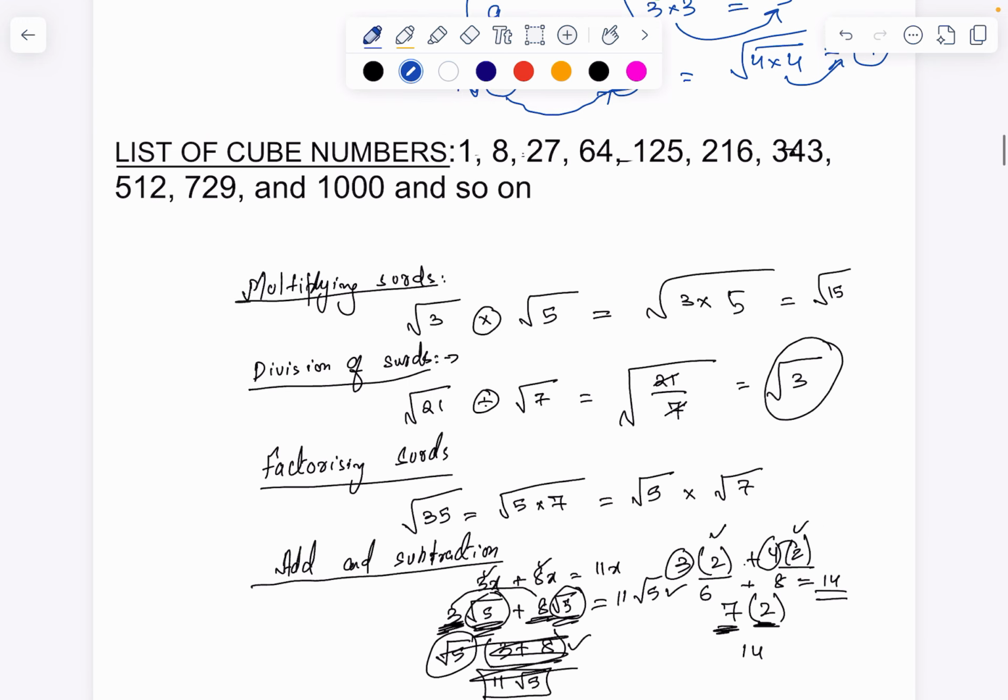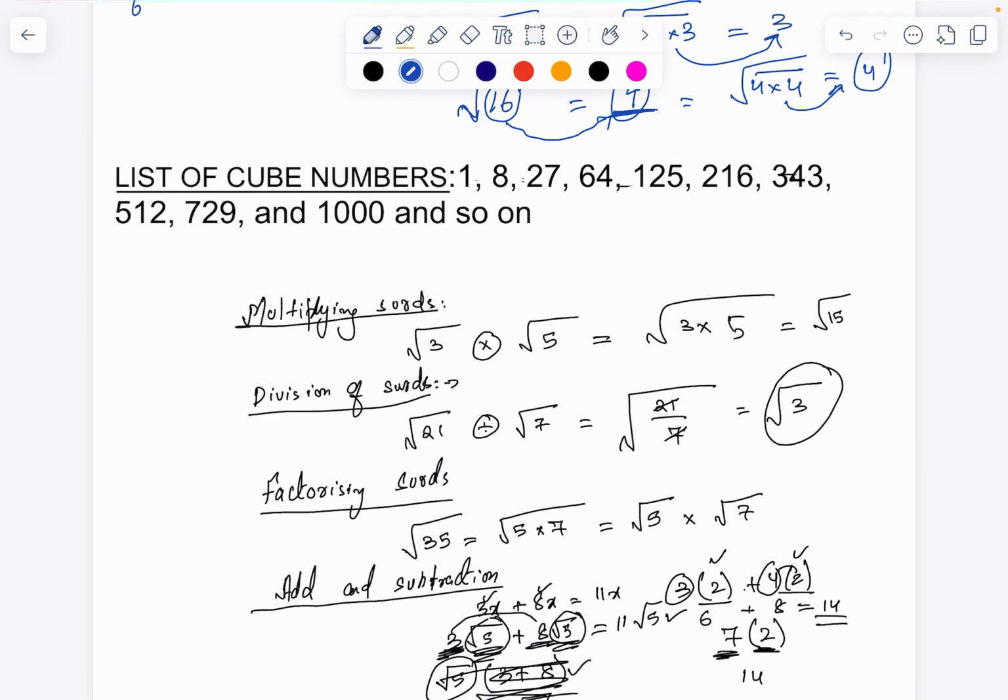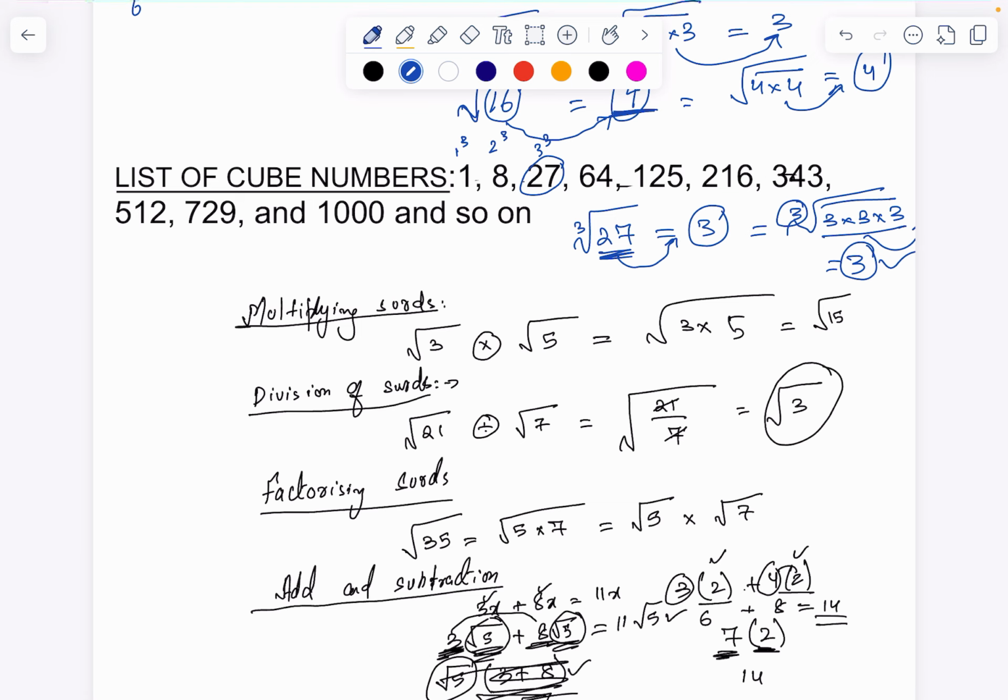Likewise in cube numbers, for example this is 1 cube, this is 2 cube, this is 3 cube. If I am taking the cube root of 27, the base of that cube number will come out. So the base is 3, so 3 will come out. In other words, you can write the cube root of 27 as 3 by 3 by 3, and this number tells us that one 3 must come out, right? So that's the basic thing.